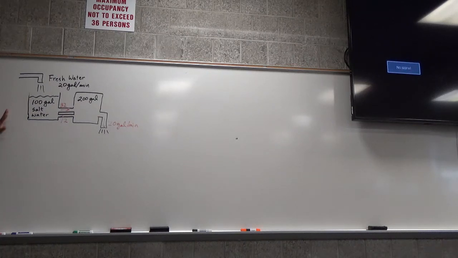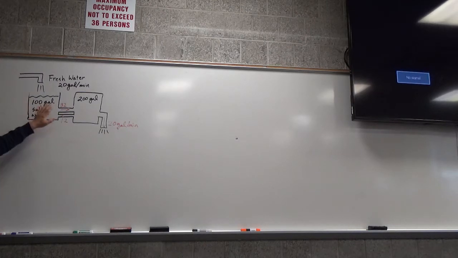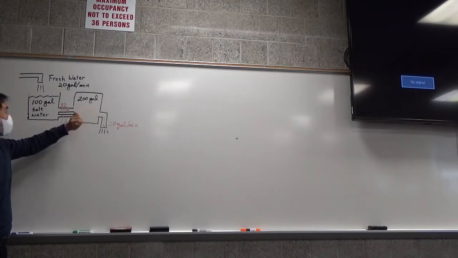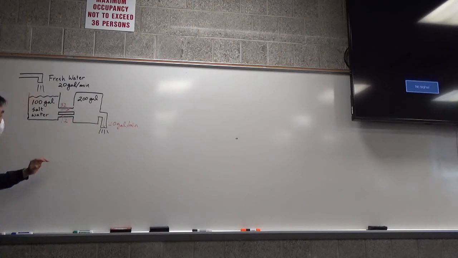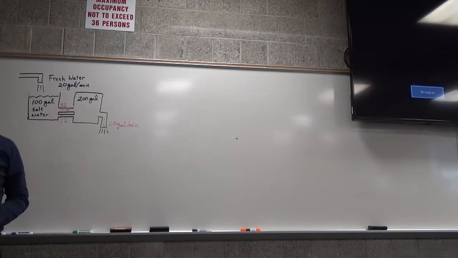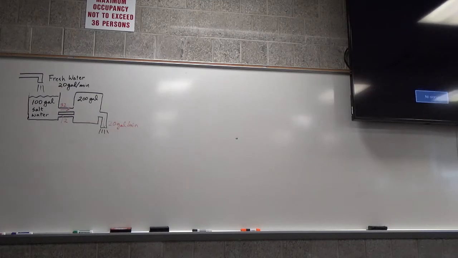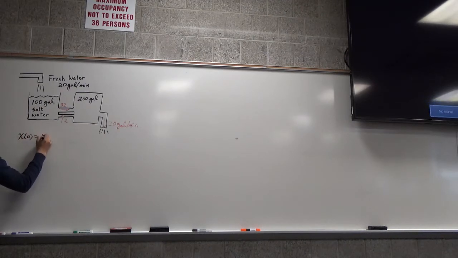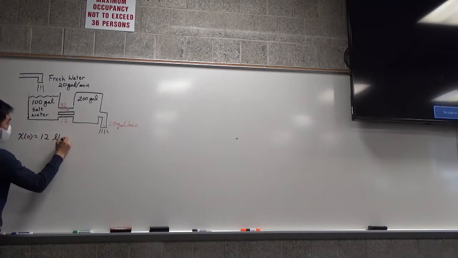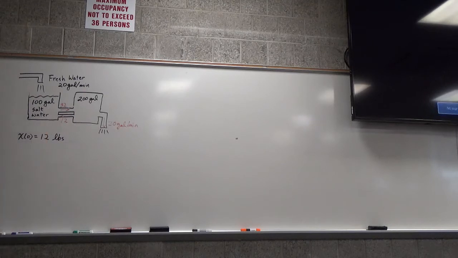Assume that we have two tanks. We have a 100-gallon tank, a 200-gallon tank, and fresh water. And we are going to assume that originally this one has 12 pounds of salt in there. And then we are going to have y of 0.